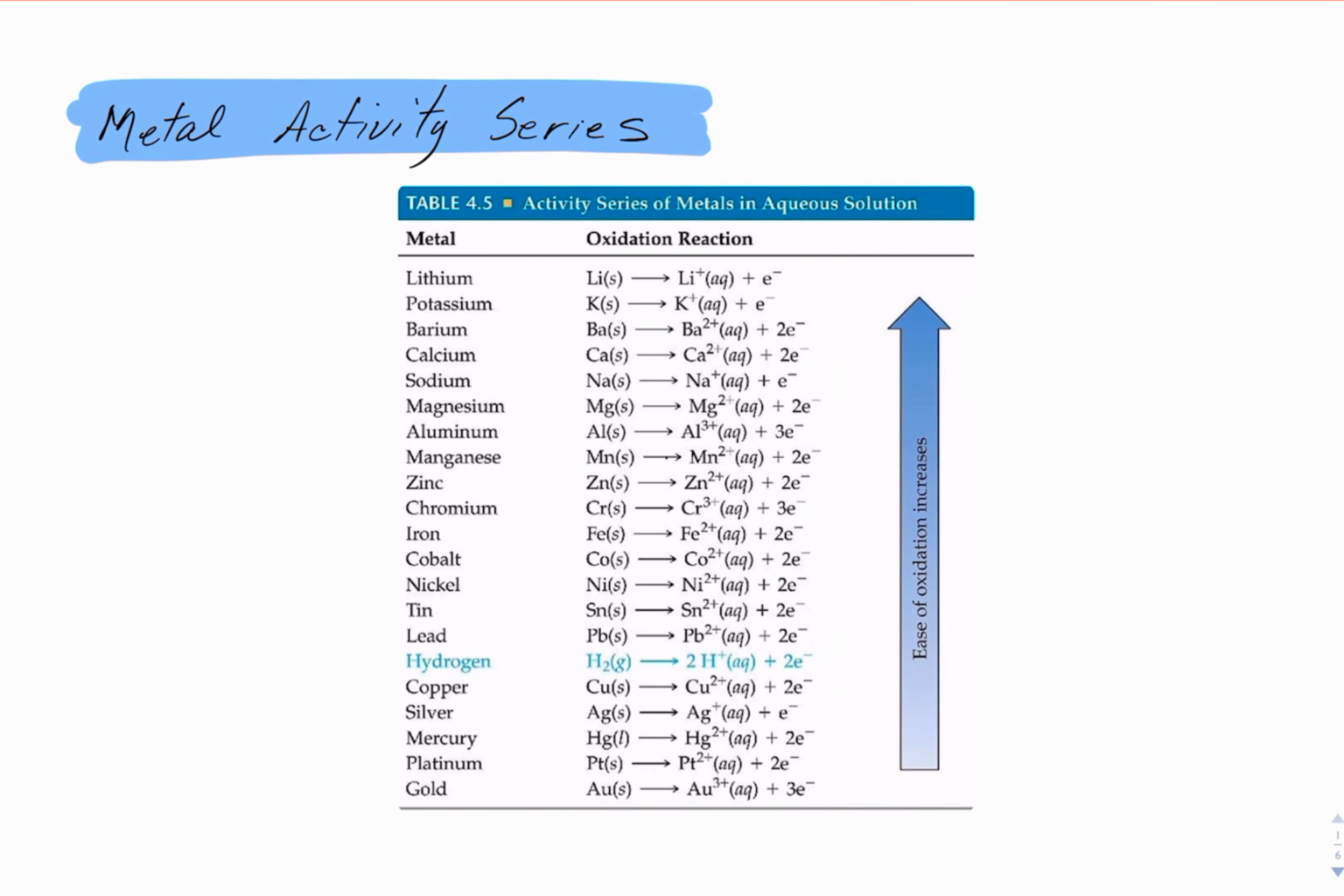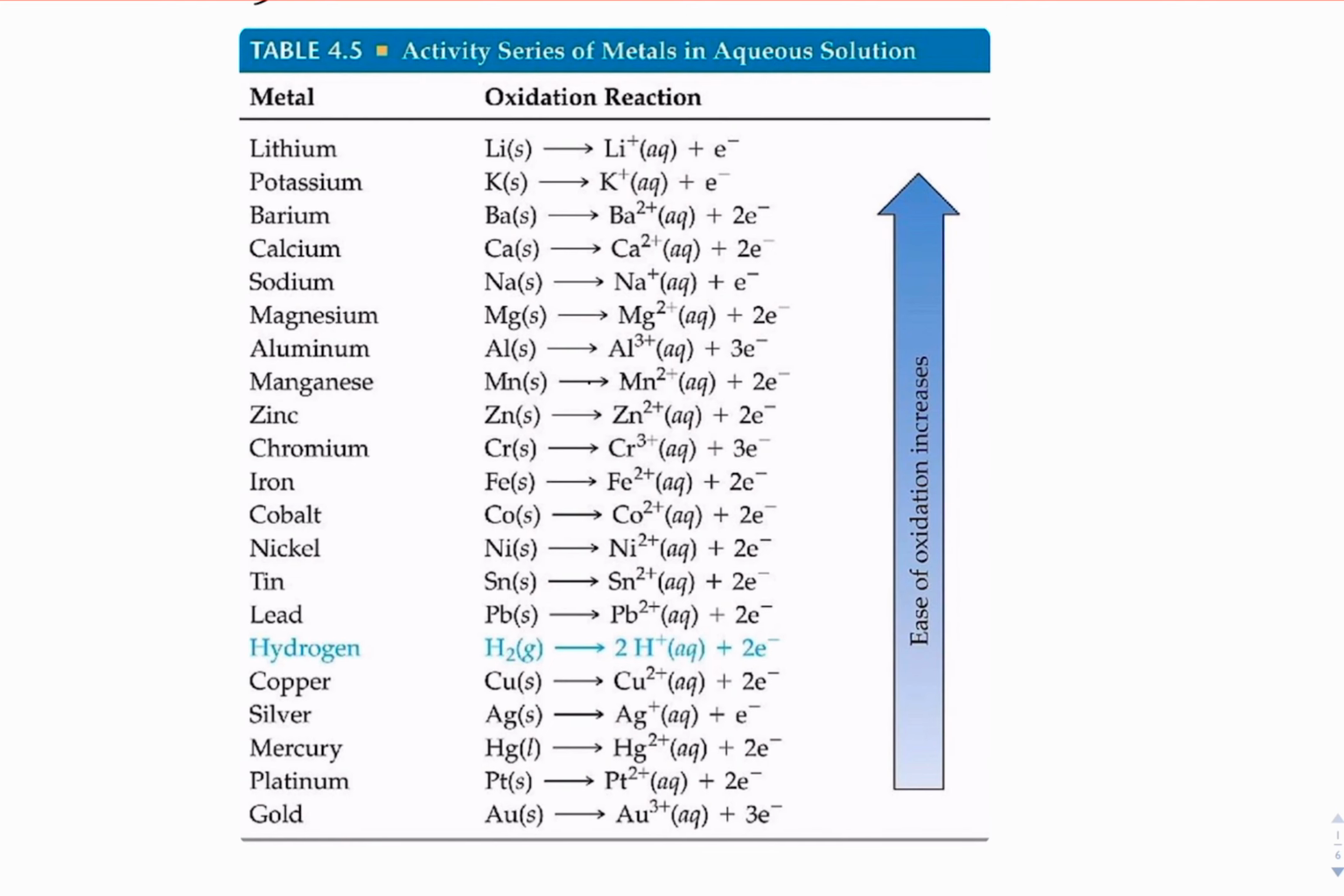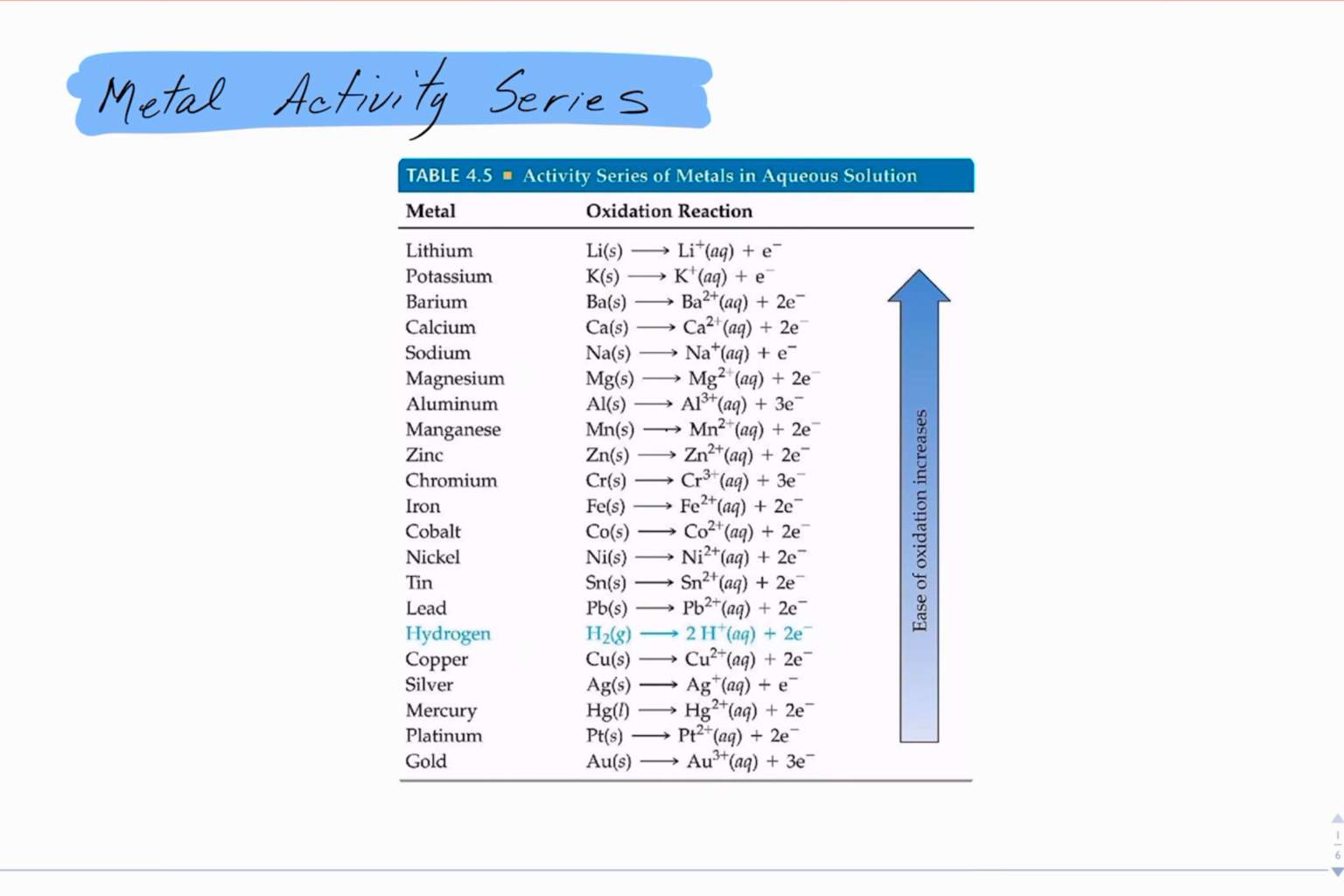An activity series, and this particular one is called a metal activity series, gives you a list of metals, which also includes hydrogen in this list, that gives you a list of what's considered more active than others. The way that this list works is the most active is at the top, and then you go to the least active at the bottom.